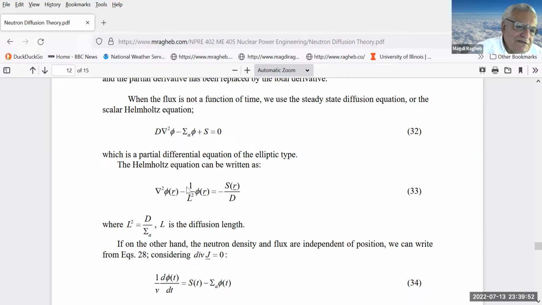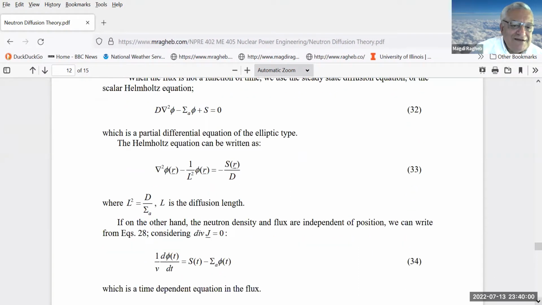and it is designated as a Helmholtz equation, giving credit to Mr. Helmholtz, analyzing transmission lines in electrical engineering.